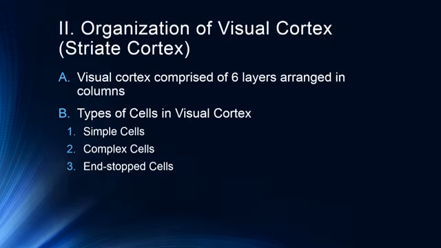So the visual cortex is comprised of 6 layers arranged in columns. There are 3 different types of cells we're going to talk about in the visual cortex. These are the ones we'll talk about in this course. These are in the primary visual cortex. To give you an idea of what this looks like, we're going to talk about simple cells, complex cells, and end-stopped cells.